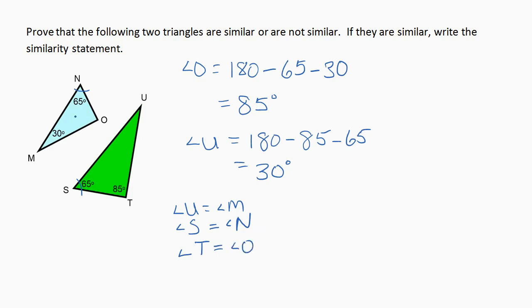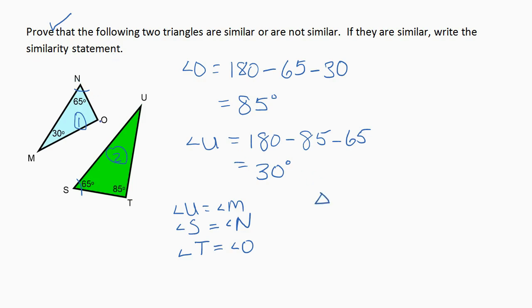Therefore, we know that this triangle right here must be similar to this triangle right here because all three of the interior angles are identical. So that's us, we proved it. If they are similar, write the similarity statement, and that's what we're going to do now.